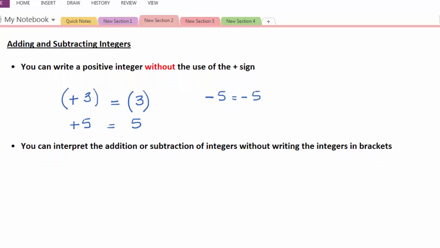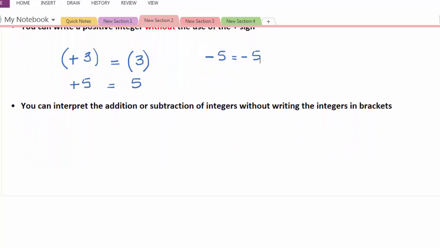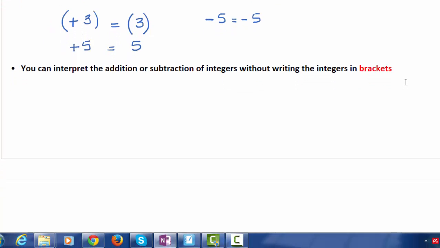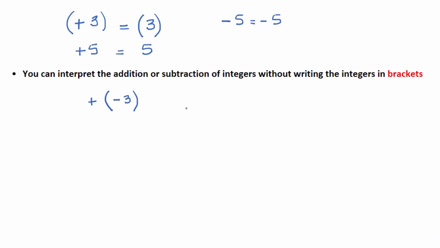Let's move to the second one, which is more important. You can interpret the addition or subtraction of integers without writing the integers in brackets. Wow, this is very important. Let's see how we can avoid the brackets. I'm going to show you an example. Let's say I'm adding, between brackets, negative 3. My goal is to avoid the brackets.